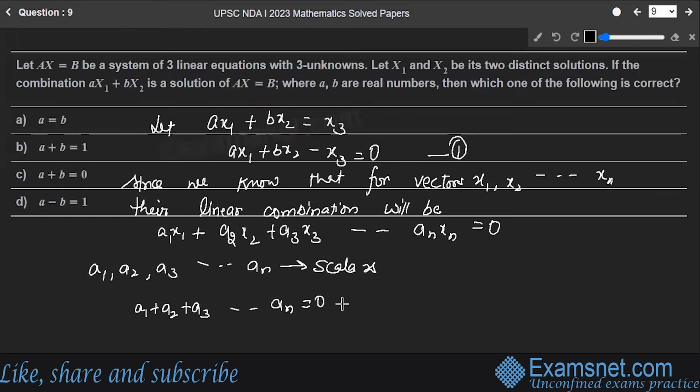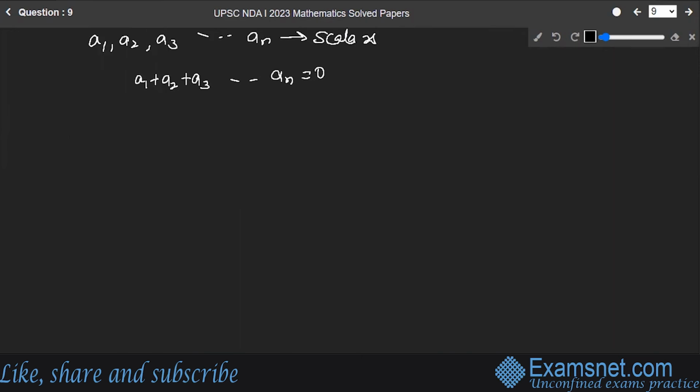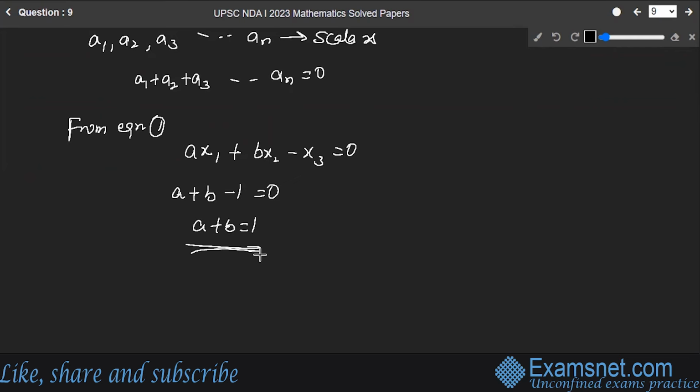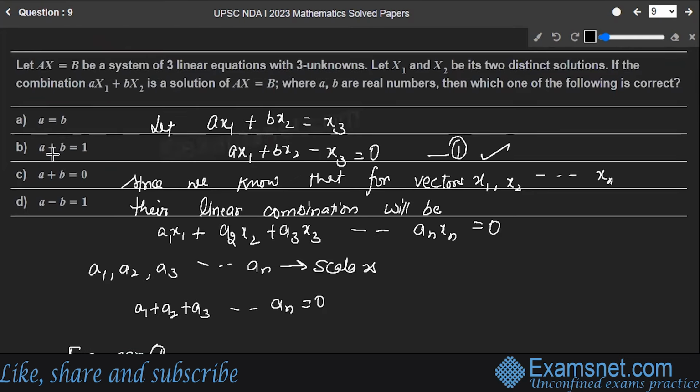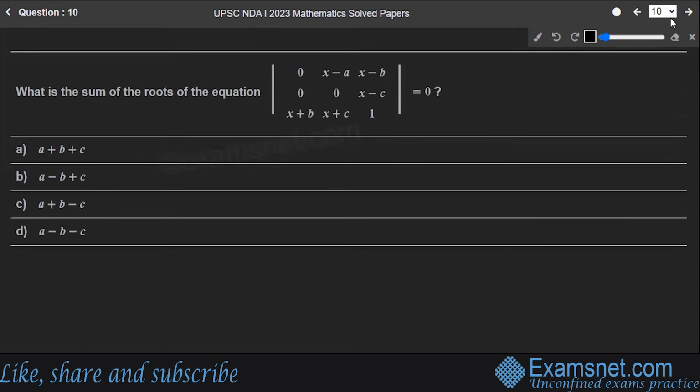Then from equation 1, in linear combination, we have a x1 plus b x2 minus x3 is equal to 0. Here the sum of the scalars, which is a plus b minus 1, is equal to 0, which gives you a plus b is equal to 1. So let's check with the options. a plus b is equal to 1 is option B. Hope you got that. Let's move to the next question, number 10. What is the sum of the roots of this equation? Matrix. So sum of the roots of this equation. Let's go for this. Let's write it down.